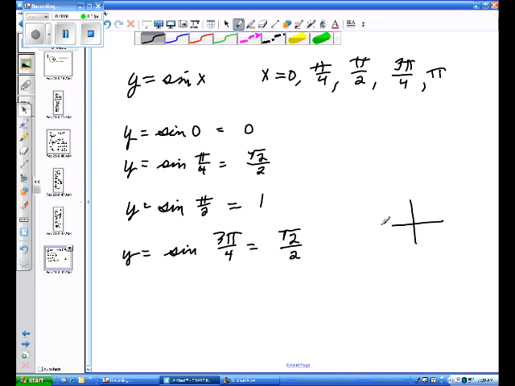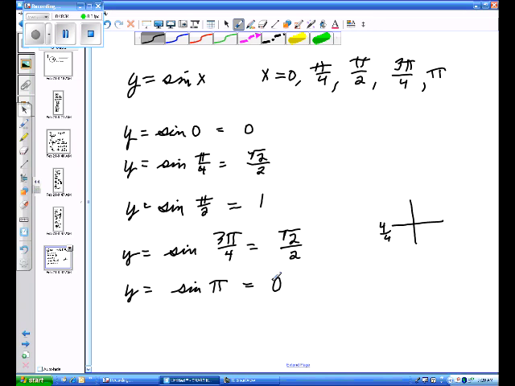3 pi over 4 is in the second quadrant. In the second quadrant, sine is positive. And then y equals the sine of pi, which is the same as 180, and that would be 0. So we can go through then and find our functions.